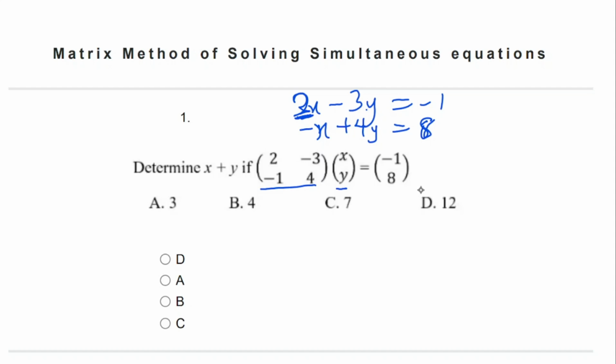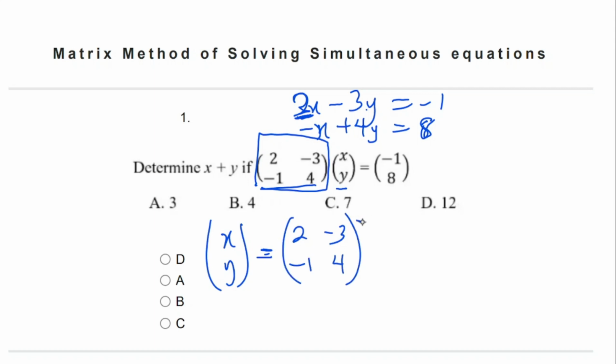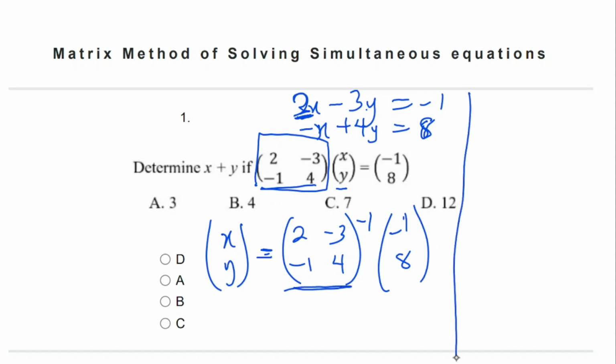So when you have it like this, we don't want to use normal simultaneous equation method to solve this. We want to use matrix to solve it. So what we are expected to do here is to take this matrix to the other side. Therefore, we're going to have the column matrix left. Then this one that is here will become inverse, inverse of 2, minus 3, minus 1, 4, multiplied by minus 1 and 8. So meaning that we find the inverse of the first matrix that we have here.